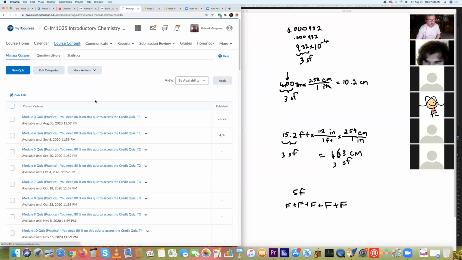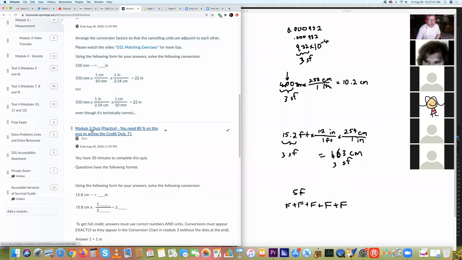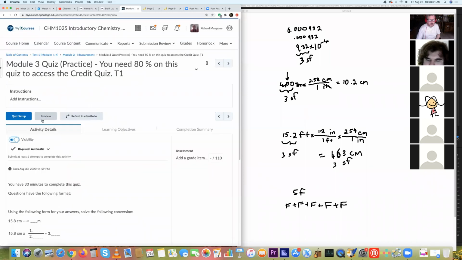Let's look at the practice quiz. Now, the practice quiz, you need to get 80% on that to open the credit quiz. One tip I can give you here, if you want to know what the formatting's like before you do it, go ahead and just do it and submit it blank and look at the answers. Let's see if we can do that.